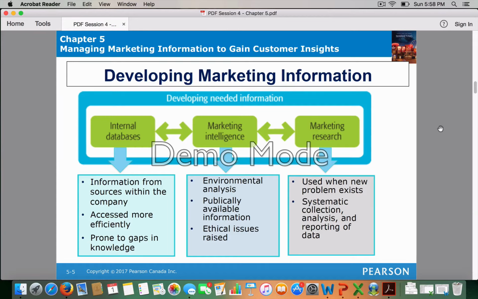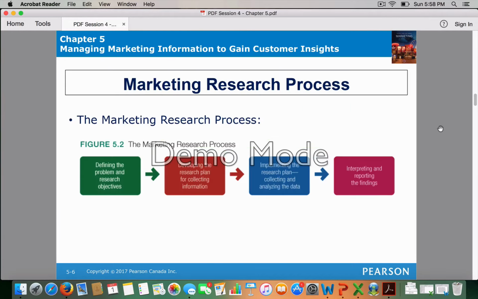When your problem or the kind of information that you're collecting is so unique and so specific that it's not already collected by internal databases, or it's not available through secondary sources out in the marketplace, you may actually need to develop a process by which you systematically collect, analyze, and report on your own research findings to help your organization answer those all-important questions that they need to have answered.